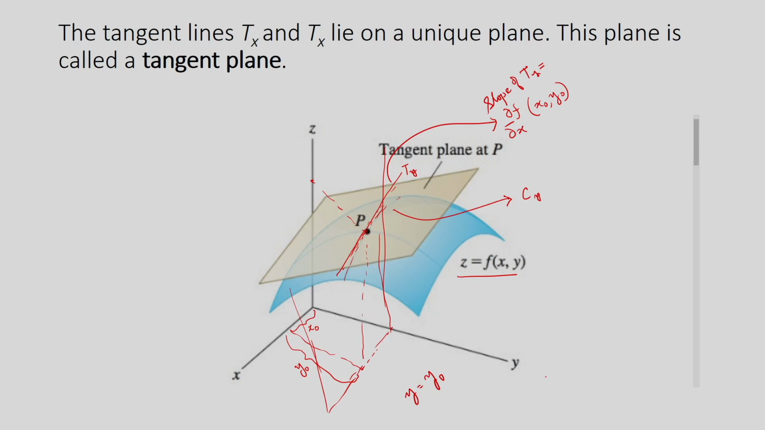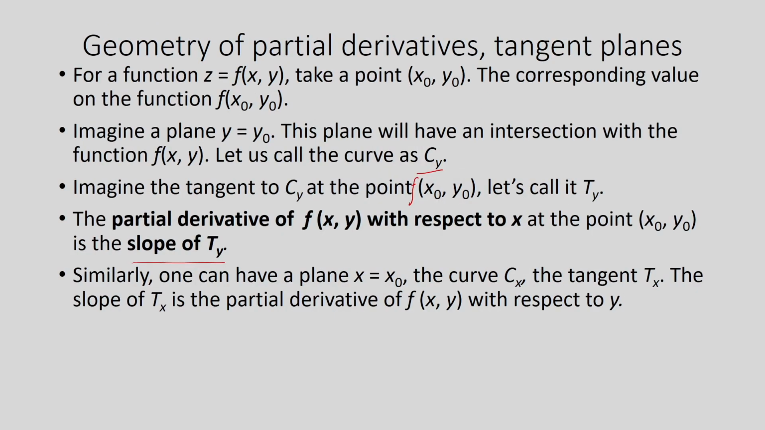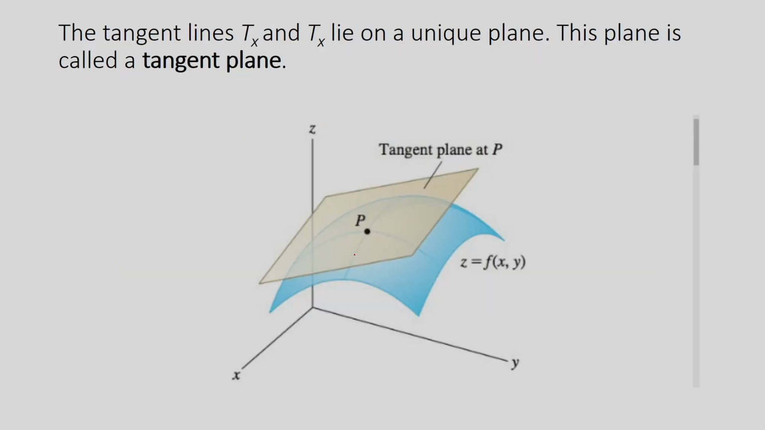What about partial derivative with respect to y? For that, what we need to do? We need to do a similar thing with x is equal to x 0. So, you can have a plane x is equal to x 0 and similarly a curve, right, C x, and similarly a tangent T x. The slope of T x is the partial derivative of f x y with respect to y. So, if you take x is equal to x 0.